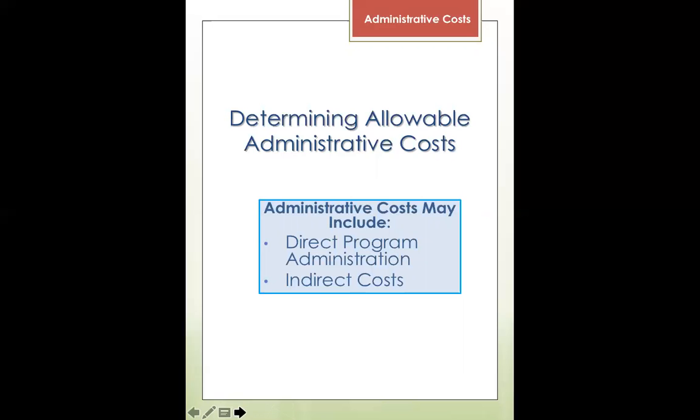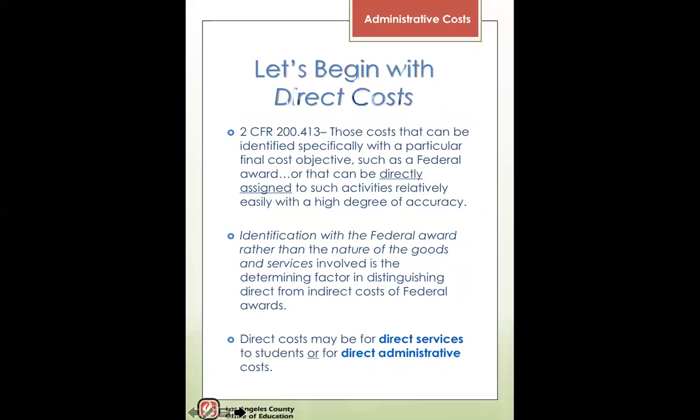So let's start with direct costs, because we're talking about direct administration, but let's talk first about what's a direct cost. So the definition comes from the Code of Federal Regulations, and as you can see on the slide, and it's not about the nature of the cost.